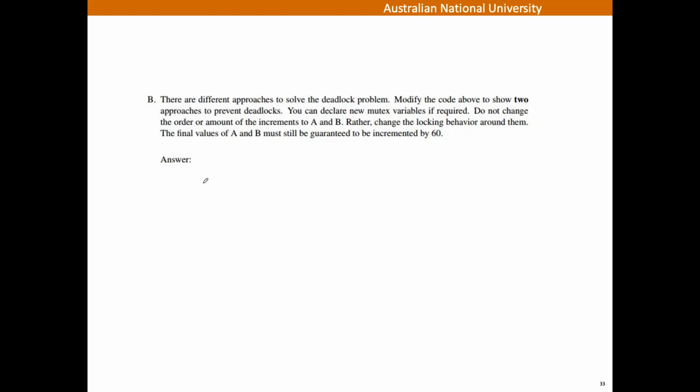Okay, I leave it to you. Are there any quick ideas? We can introduce a new mutex that prevents B from acquiring. Okay, that's a good question. I need to be careful how many constraints I put on this kind of question. You can declare new mutex variables if required. Do not change the order or amount of increments.